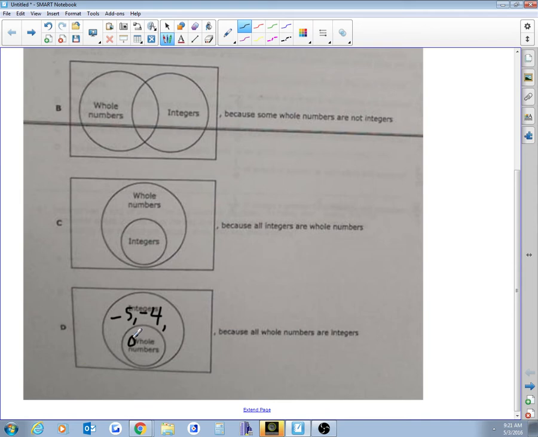Whole numbers start at 0, 1, 2, and then counting numbers would be a subset of whole numbers that start at 1. They're also called natural numbers. So D is correct. All whole numbers are integers, but not all integers are whole numbers.